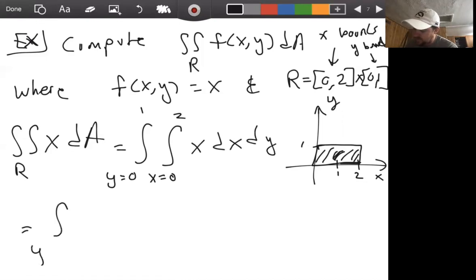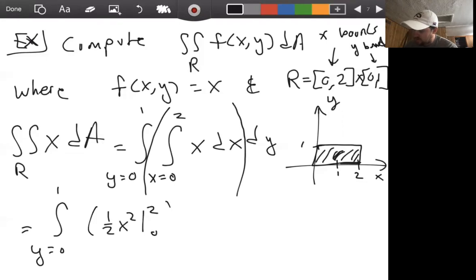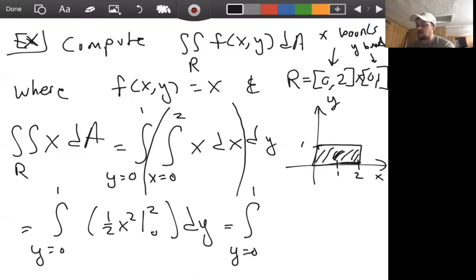Okay, so we have the integral from y equals 0 to 1. And now we're taking this integral first, right? And this is just a standard single variable integral. So we get 1/2 x squared from 0 to 2 dy, which is the integral from y equals 0 to 1 of, well, if we plug in 2, we're going to get 4 over 2.